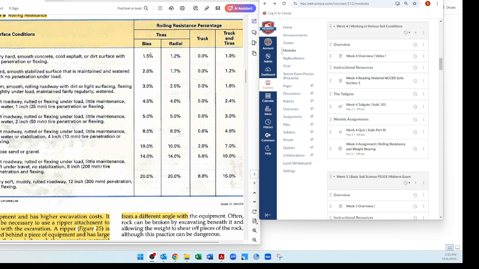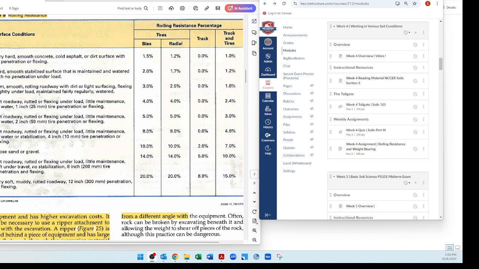Remember in, maybe you don't. You haven't had it, so you can't. But in hydraulics, if you took that course, there was a force multiplication, and you could get a factor of how much more or less when you increase the size of a piston in a hydraulic system. You get what's called force multiplication. In this instance, you're going to get some resistance. So going down through here, smooth, firm, rolling roadway with dirt or light surfacing, 3%, that's getting up there.